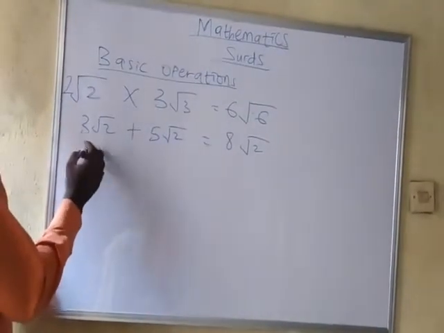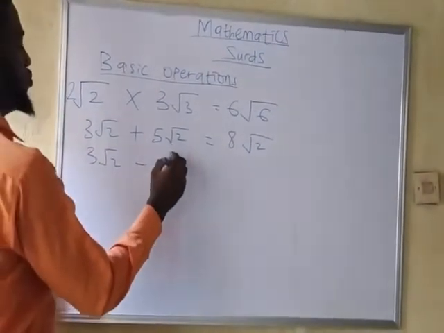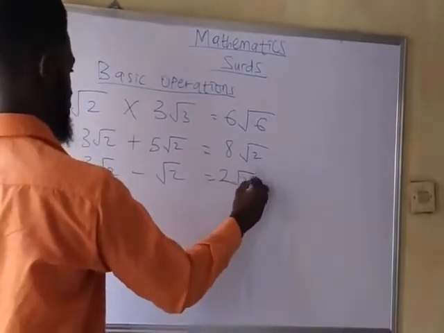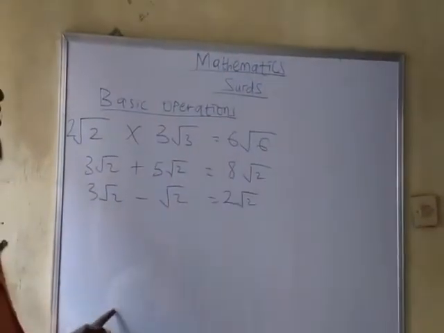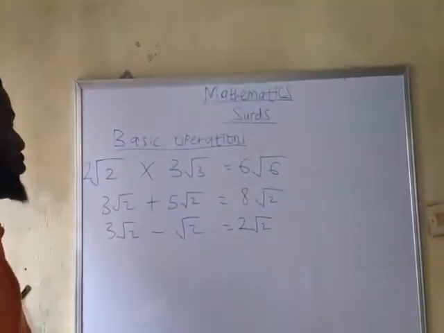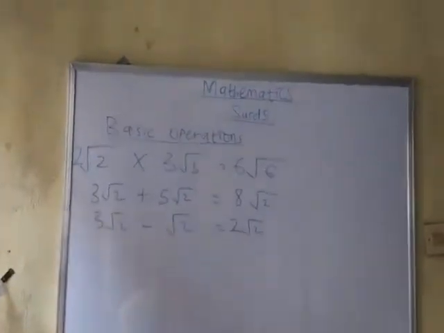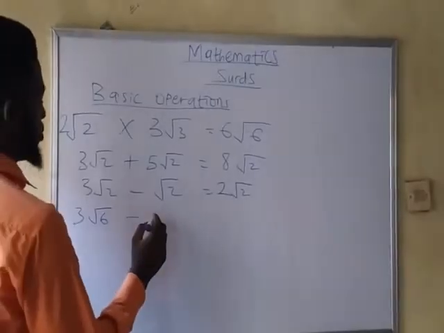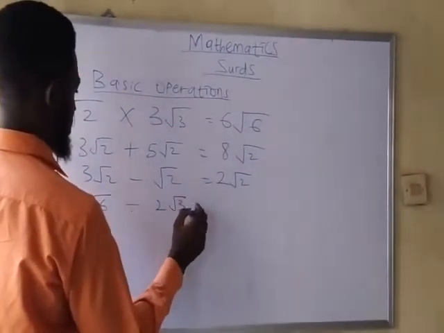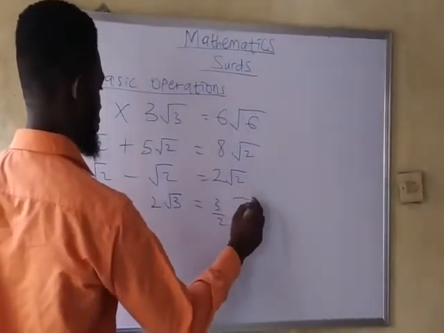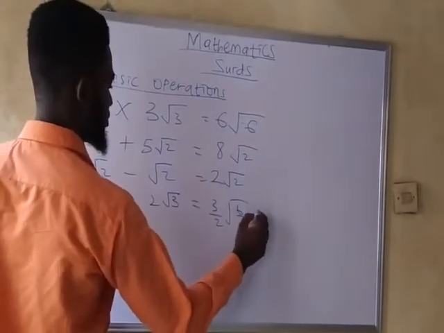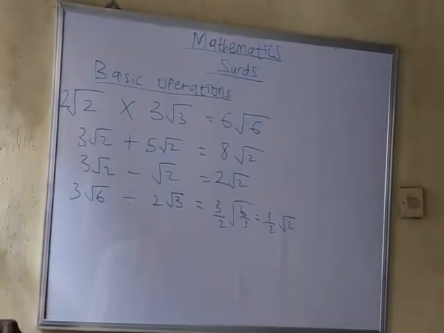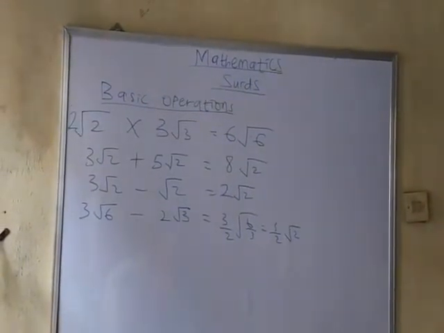And if you have 3 root 2 minus root 2, it's assumed that there's an invisible 1 here, so 3 minus 1, which is 2 root 2. This is simply like if you have 3 oranges and you give out 1, you're going to have 2 oranges left. Also, for division, we have 3 root 6 divided by 2 root 3. It's simply 3 over 2, root 6 over 3, which is 3 over 2 root 2. So these are the various ways in which we can add surds and multiply them.